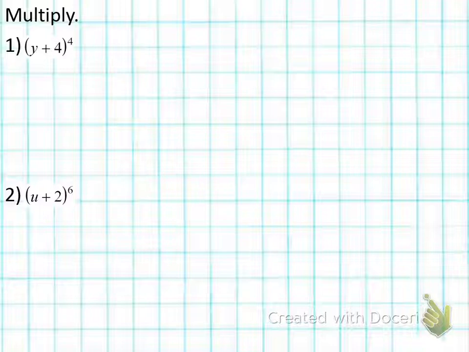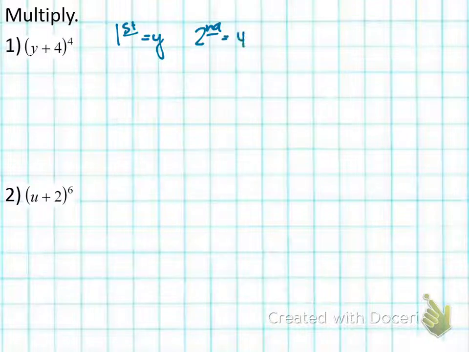The first thing you do, if you have a binomial problem that says multiply, is think about Pascal's. There are 3 things you need to identify first. The first term is y. The second term is 4, and it's positive 4. The third thing you need to figure out is the exponent. The exponent here is 4.